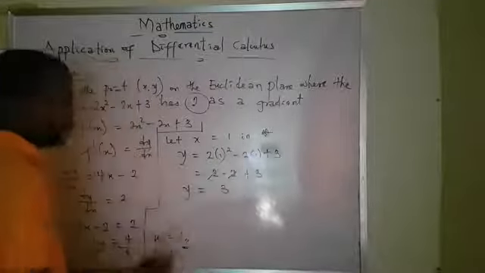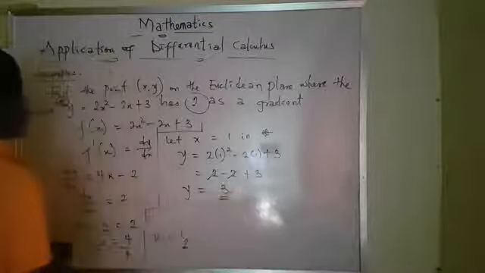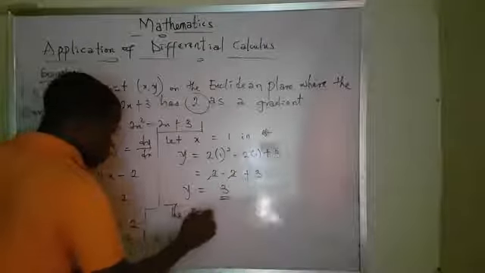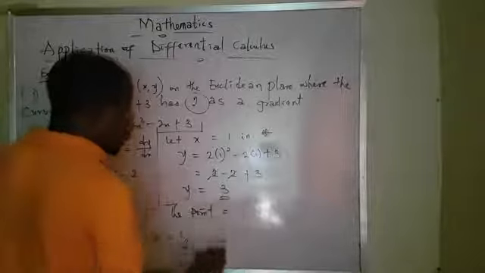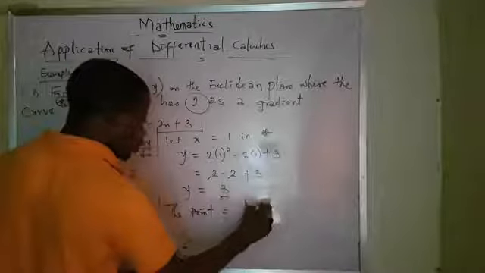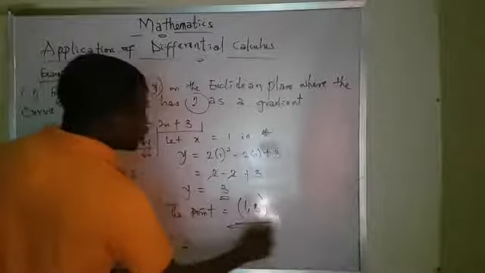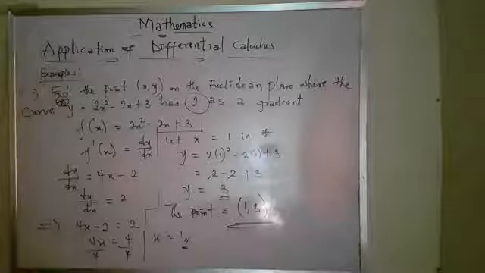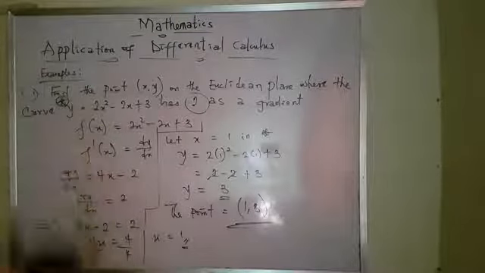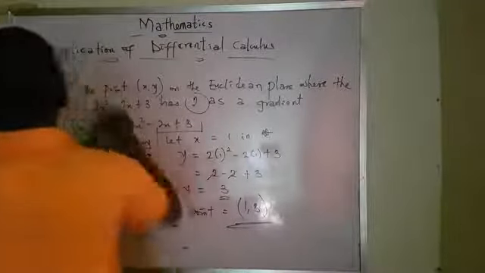Since y is equal to this, of course, the coordinates, the point, will be equal to what? Will be equal to 1, 3. So these are the coordinates. Thank you very much. We go to the next question quickly without wasting any of our time.